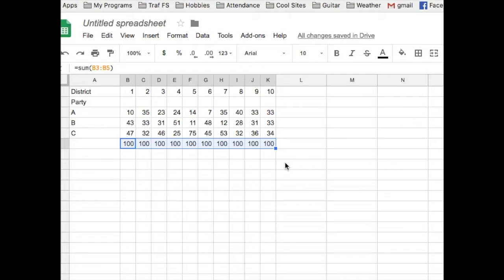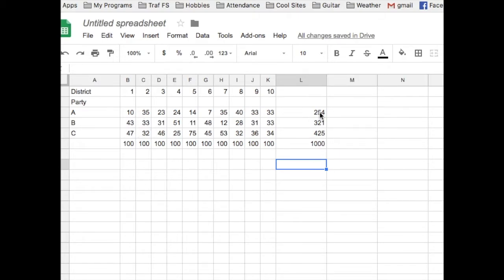Command right to fill that across, so that makes sense. Let's just pretend we were talking about 100 people. 10% of 100 people is going to be 10 people, and so on. So if we go across here, sum of all the votes: 254 votes for A, and then if I fill that down, we have a total of 1,000. There are 100 people in each district. There are 10 districts, so there's 1,000 people.